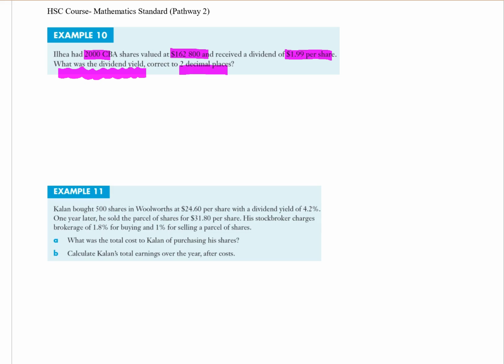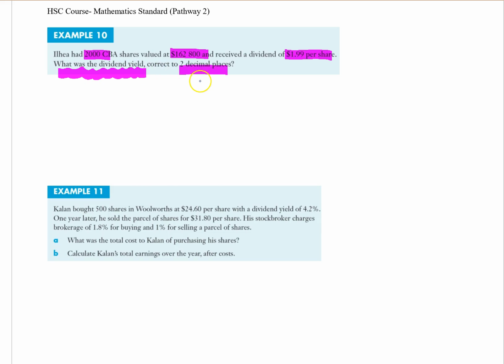Let's have a look at this example. Ilhia had 2,000 CBA shares valued at $162,800. That's a nice investment. And received a dividend of $1.99 per share. What was the dividend yield? Correct to 2 decimal places. You'll notice that I've underlined the important features there.